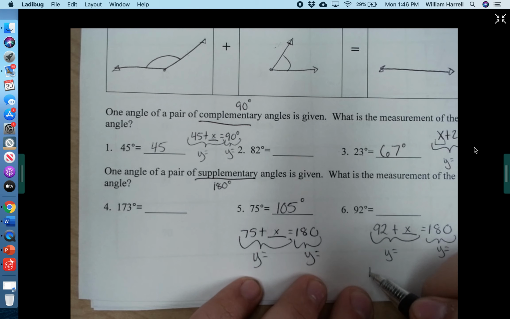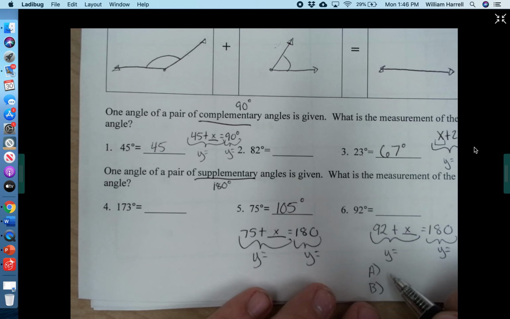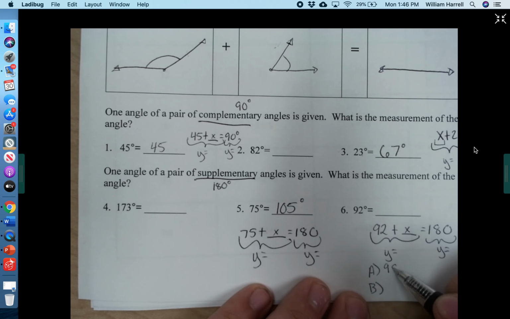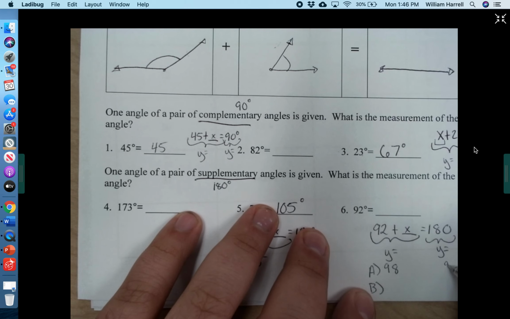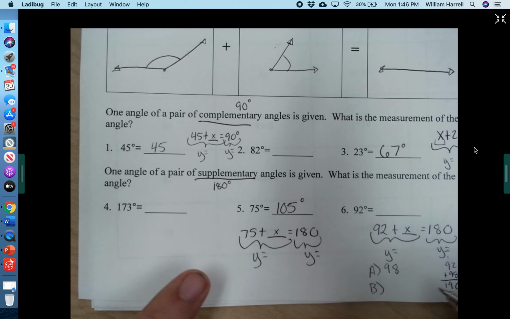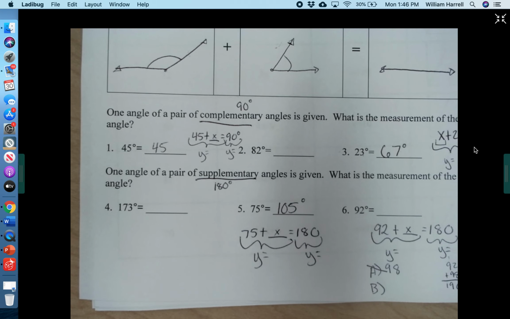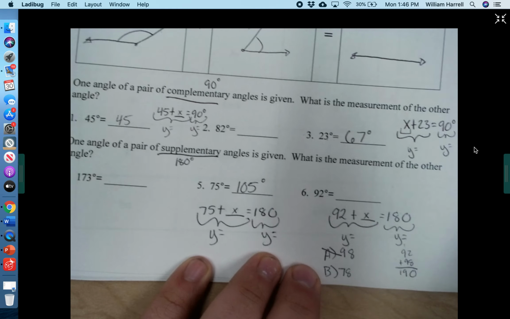And again, answer choices on a test are going to be like I'm only going to do 2. So say somebody says 98. Well, is 98 right? Well, you can always plug it in, right? 92 plus 98, or you could check the math, 10, 18, 19. So that's 10 too much. So my answer must be below 98. All right. Well, let me try 78.